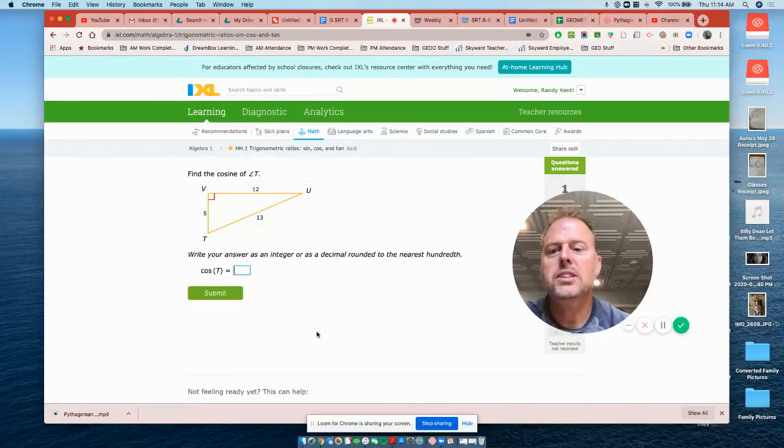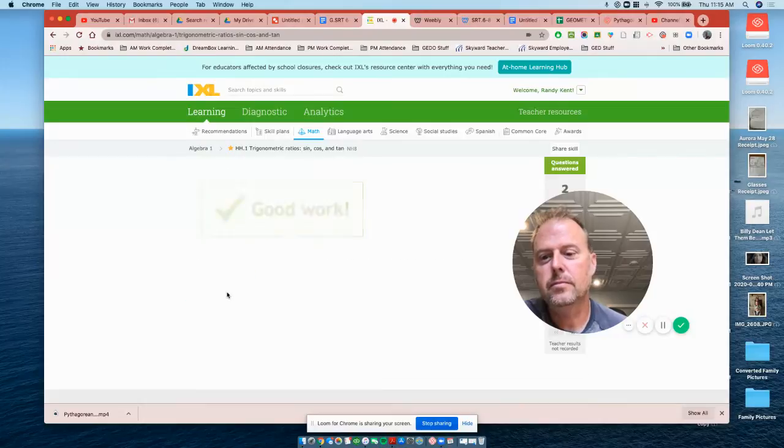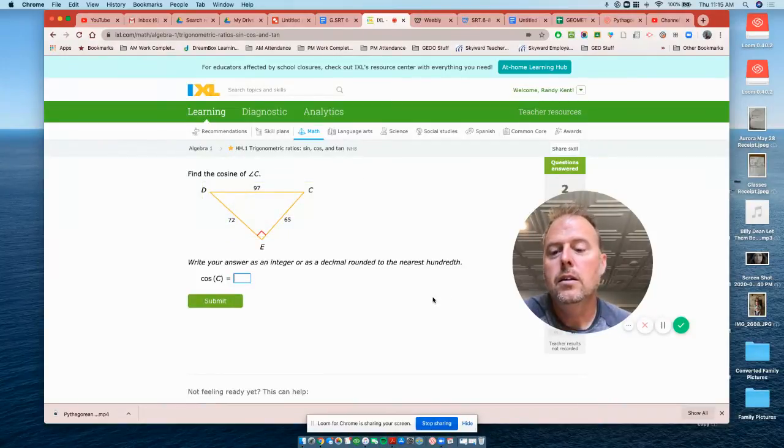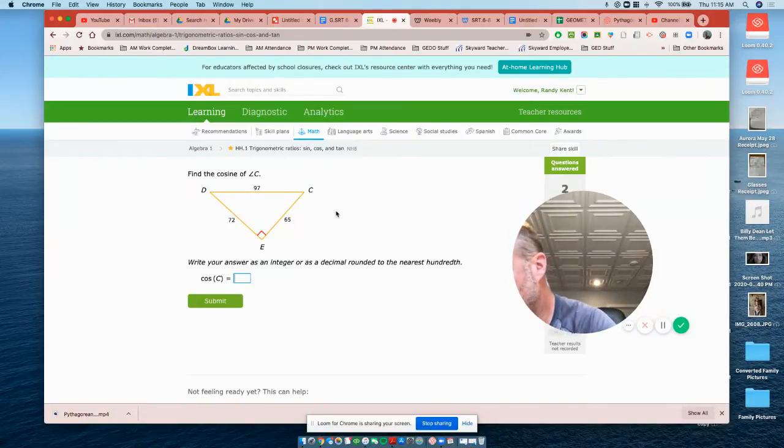Okay. Cosine of angle T. If I look at angle T, this is my adjacent side, this is the opposite side, and this is the hypotenuse. Cosine, again, if you go off the formula, is adjacent divided by hypotenuse. So that's going to be 5 divided by 13, which is 0.384. If I round to the nearest hundredth, which is 2 places past the decimal, 0.38. Cosine of C, again, this is going to be adjacent over hypotenuse, so it'd be 65 over 97. So 0.67.